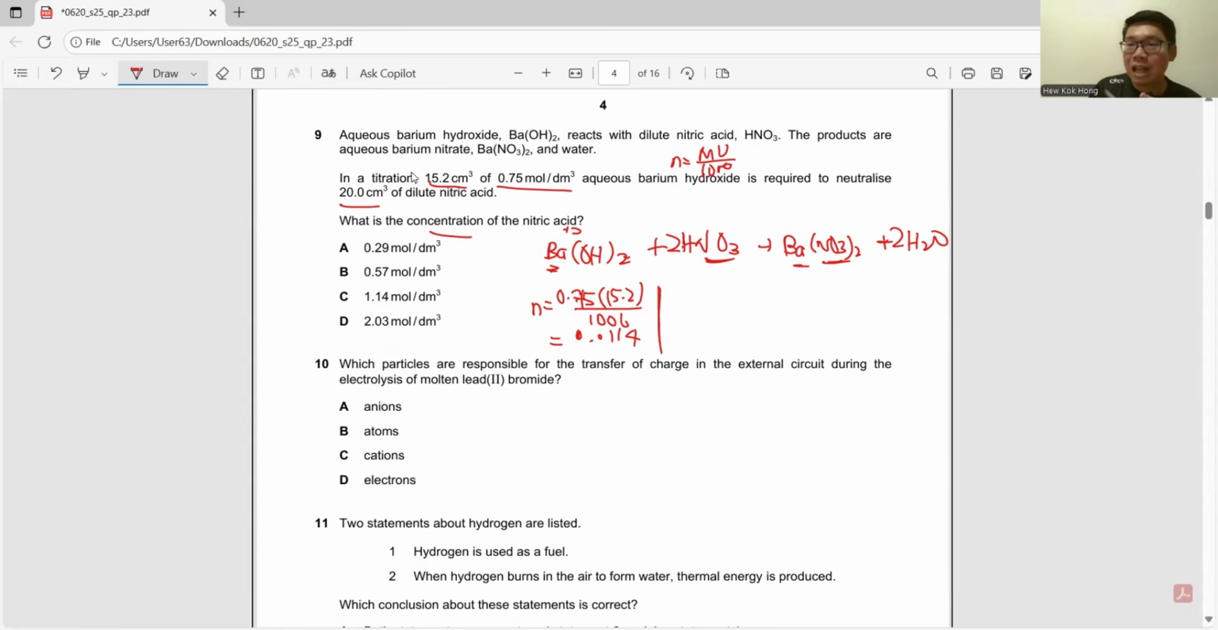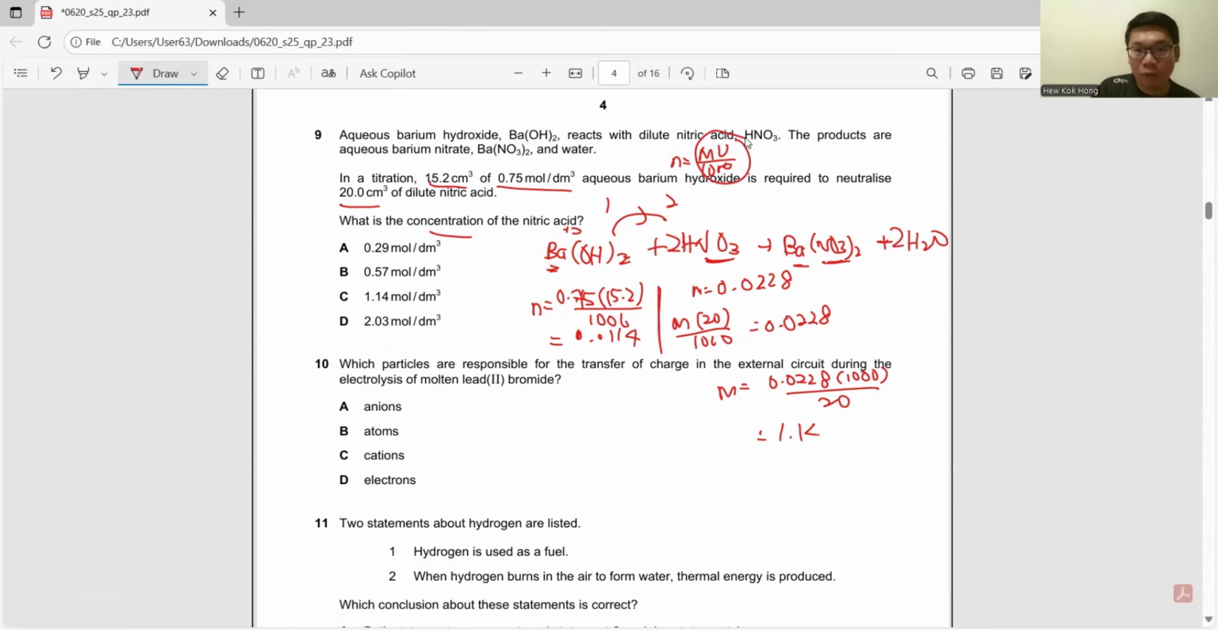After we know the moles of barium hydroxide is 0.0114, we know the relationship is 1 to 2, then we can know the number of moles of nitric acid is double of it, which is 0.0228. To find the concentration, we can continue to use this formula, MV over 1000, and we know the volume is 20, then we can get the answer. It is 1.14, so the answer is C.